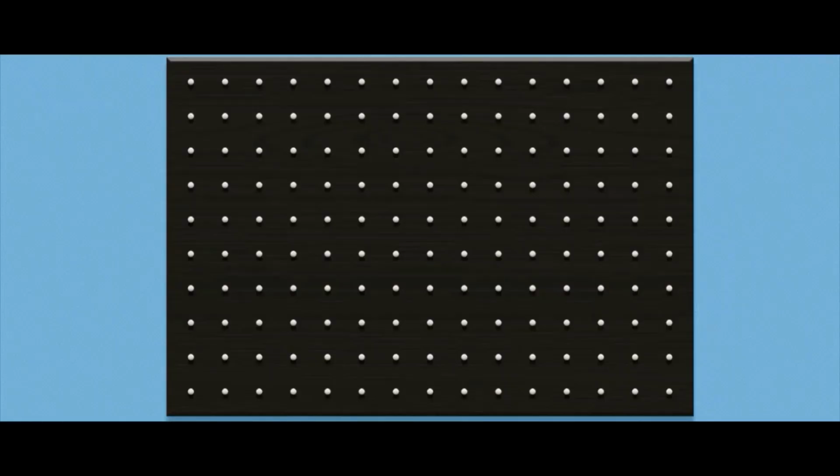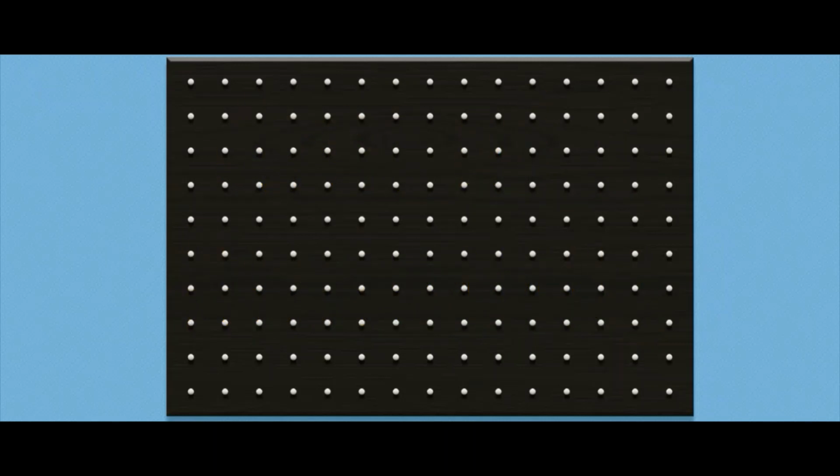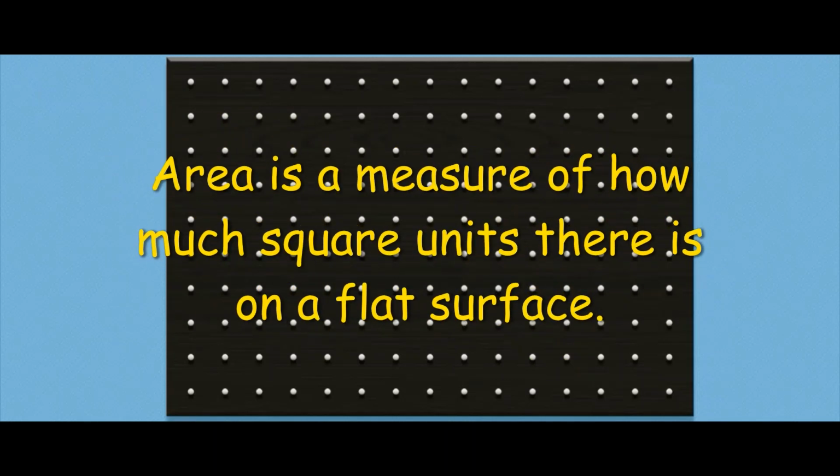Hello everyone. In this video, what we're going to focus on is how we calculate the area of a rectangle. Now, here on my screen, I have a geoboard. So this is what we call a geoboard. So we're going to use a geoboard to calculate the area of a rectangle. But what is area?